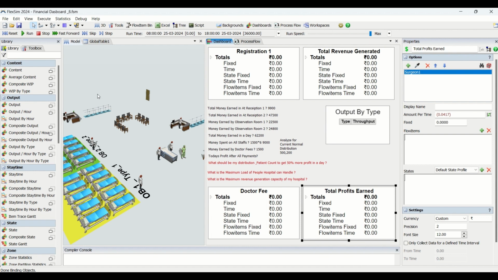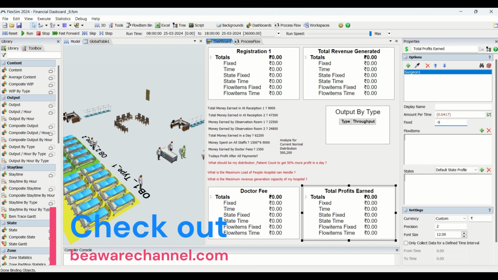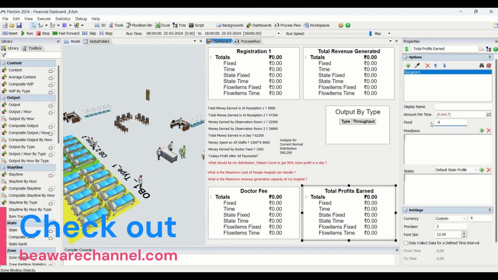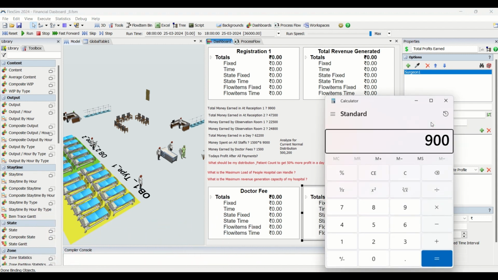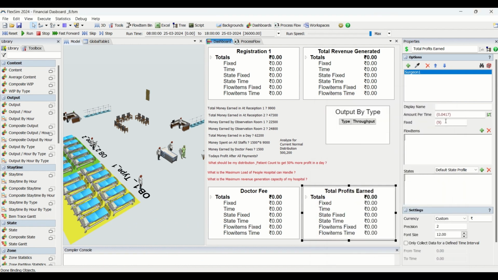So we know that a fixed amount is going to be there, which is 9,000 plus 1,500 for the doctors, so it's 10,500. So let us put minus 10,500, and we are going to remove this in here. This is a fixed amount which is going to get removed from this, and then we are going to have the total revenue generated from this stuff.